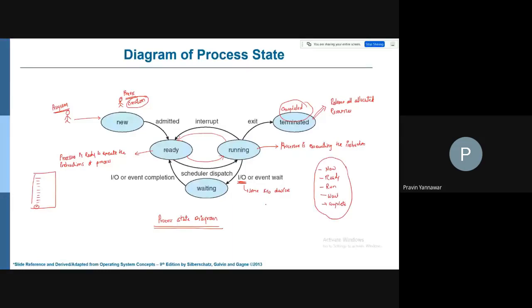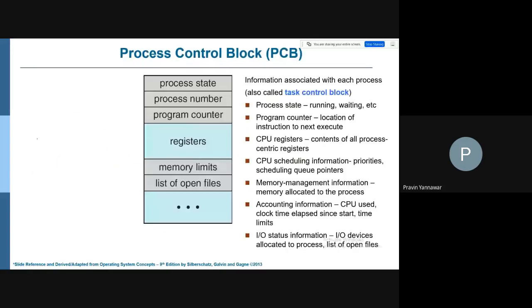But in order to handle these number of states, you need a data structure. That data structure is the process control block. This process control block is a data structure where the information associated with each process is stored. So what are the attributes of the process control block? It has a process state and a process number. This process number is nothing but the process ID.